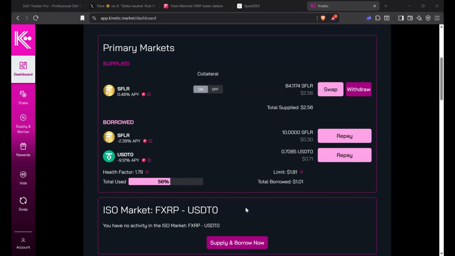All right, so I'll give you more information as I hear from that. So as you guys see, now nothing has changed. I still have the $2.56 lent, and I still have $1 of debt. But now this debt, if the price of Flare goes down, then the debt that I have also goes down. It would cost me less to pay back.